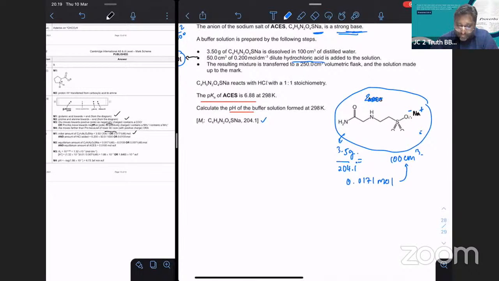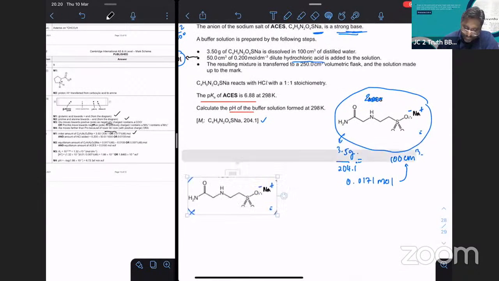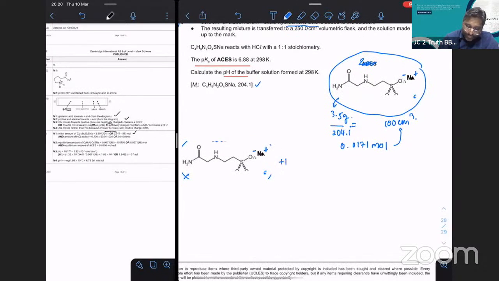Now, the next part is you are going to add HCl into it, and the resulting mixture is transferred to a volumetric flask, and the solution is made up to the mark. So what is happening over here? I will select this again. This is going to be a strong base, and it is going to react with HCl.